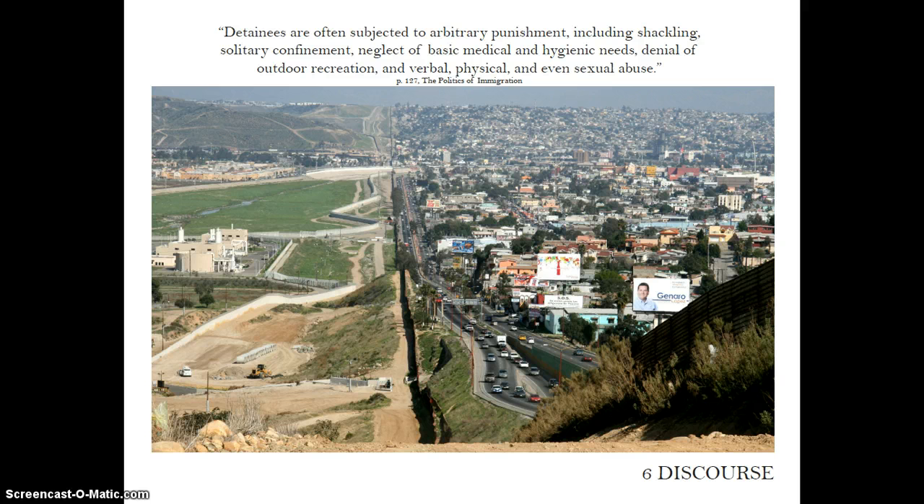Detainees are often subject to arbitrary punishment, including shackling, solitary confinement, neglect of basic medical and hygienic needs, denial of outdoor recreation, and verbal, physical, and even sexual abuse. This means that when they are actually released into Mexico, they often have so much emotional, mental, and even physical trauma that if they don't have a strong support system waiting for them, they have a high chance of living a troubled life or trying to re-enter illegally.